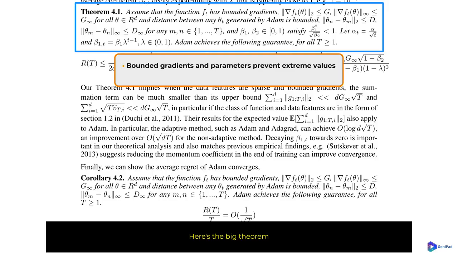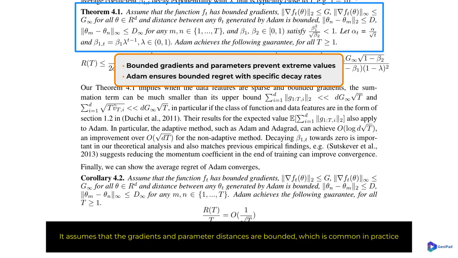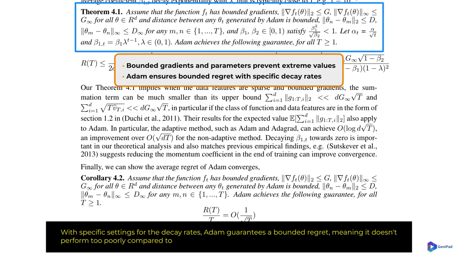Here's the big theorem for Adam's convergence. It assumes that the gradients and parameter distances are bounded, which is common in practice to prevent extreme values. With specific settings for the decay rates, Adam guarantees a bounded regret, meaning it doesn't perform too poorly compared to the best possible outcome over many steps.